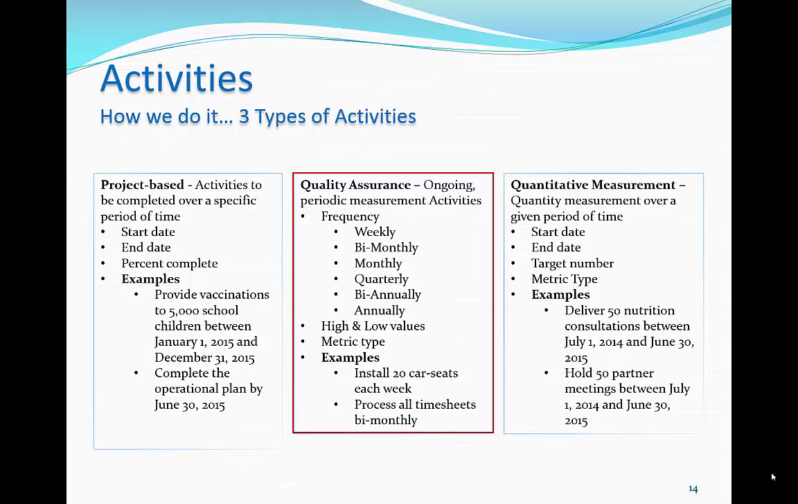The QA activities are unique in that the traffic light is automatically set based on the established high and low values. If 20 or more car seats were installed in a given week, the traffic light would be automatically set to green. If less than 15 seats were installed, the light would be set to red. If between 15 and 20 were installed, the light would be yellow.